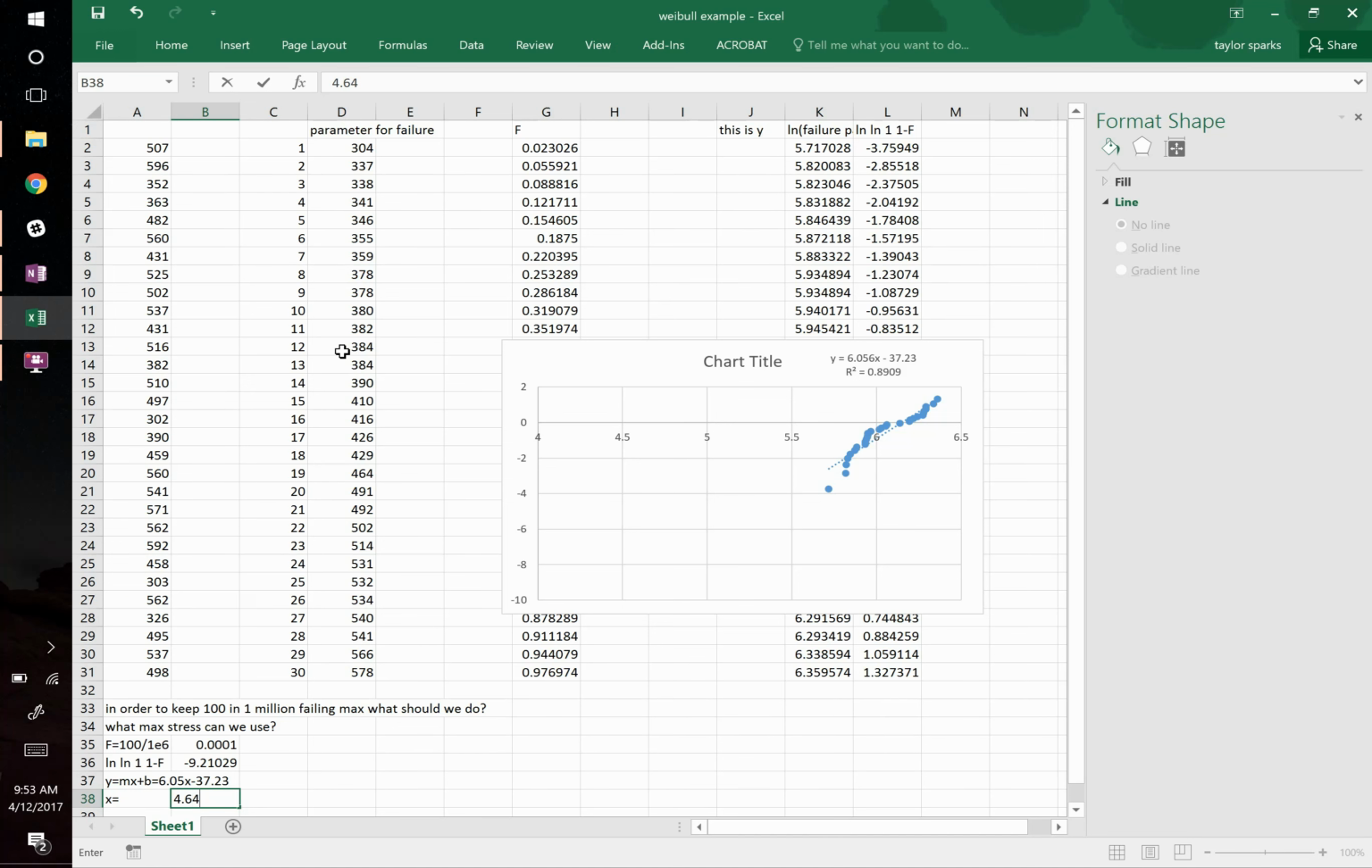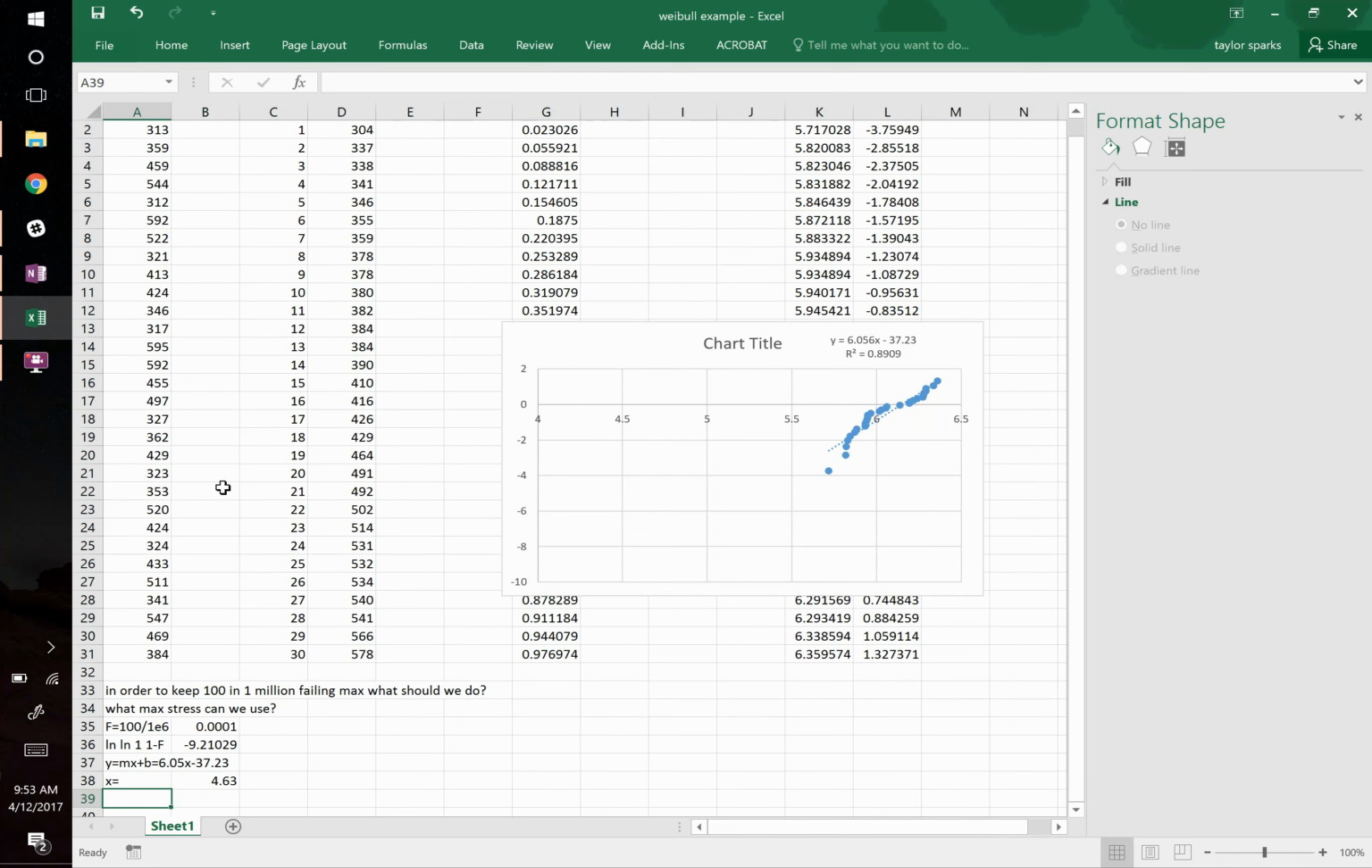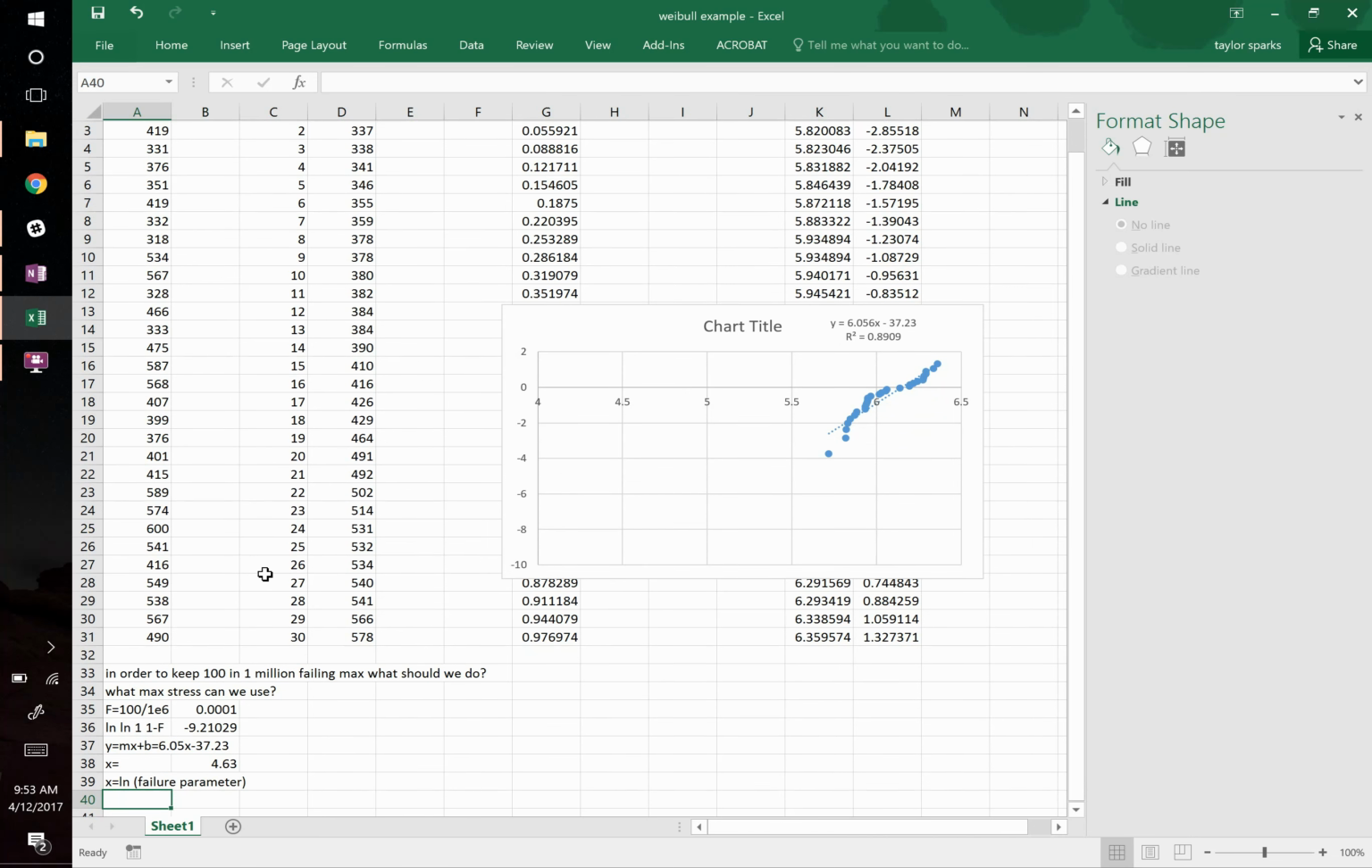4.63. So fast. Okay, so we've got x. Now what? Are we done? Can we only take it up to 4.63 megapascals or whatever? No, we're missing a step because remember, x equals the natural log of your failure parameter. So now we need to solve for the failure parameter. What do we do?